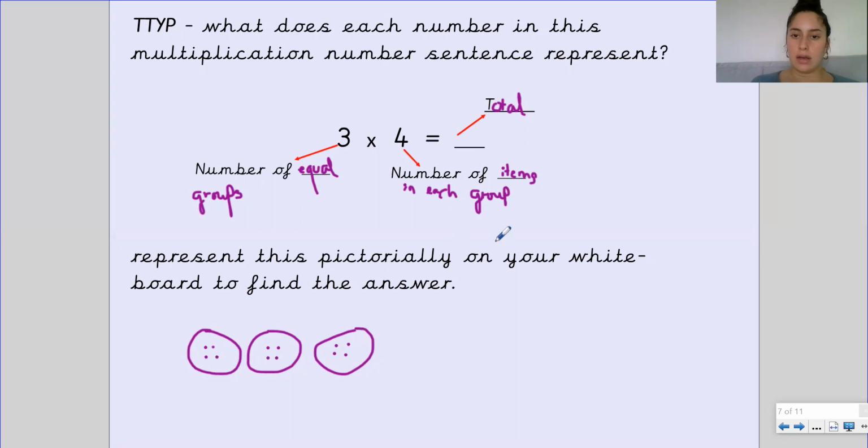So then I can start counting to find the total. How could you count to make it easier for yourself? It's going to take me a while if I count one by one. 1, 2, 3, 4, 5, 6. So how else could I count? If you said in 2s, you are right. We can count in 2s to make it easier. So 2, 4, 6, 8, 10, 12. So the total is 12.